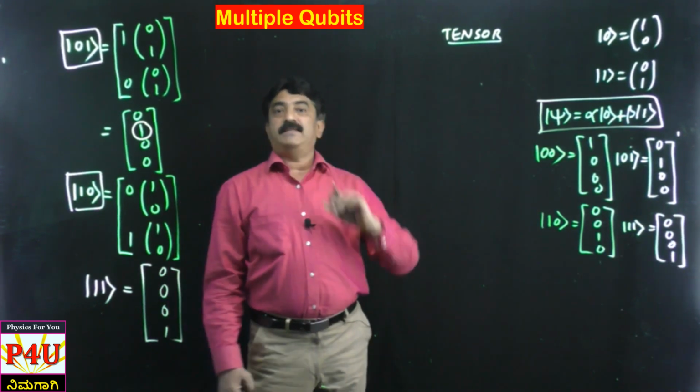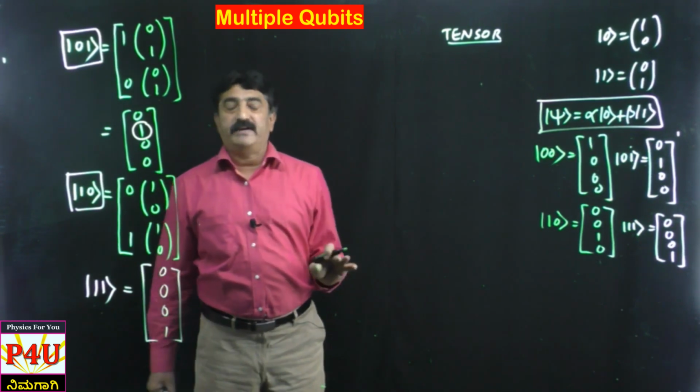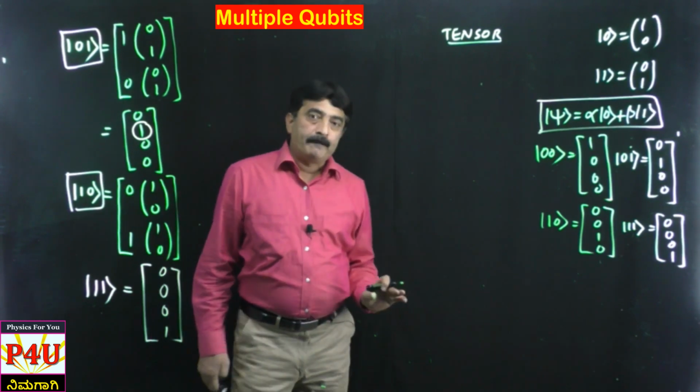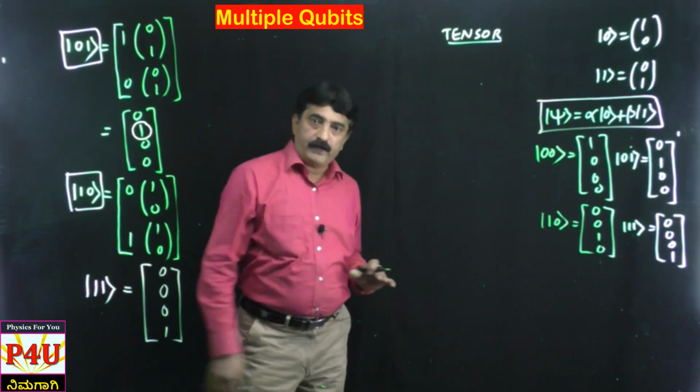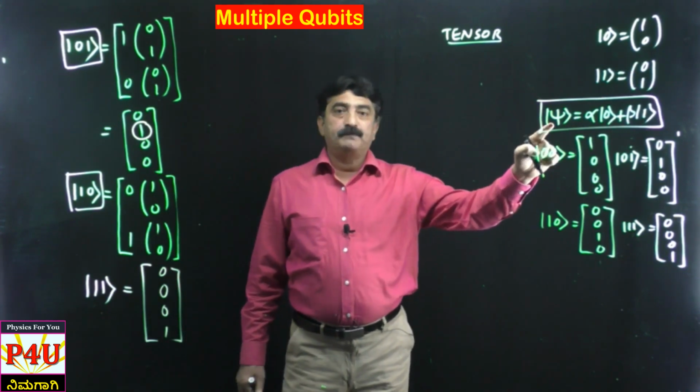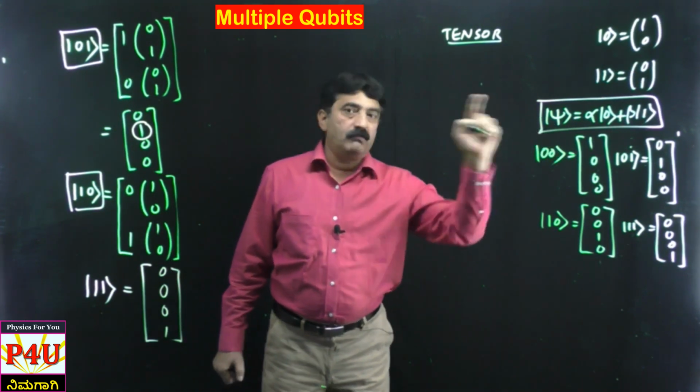Now I call them basis vectors. Actually they are not basis vectors, they are called multiple qubits. Okay. Now if they superimpose, if they interact, what is going to be this psi? How to write the final value?